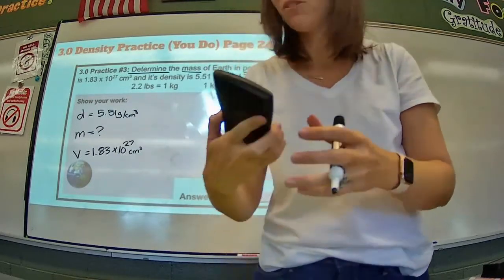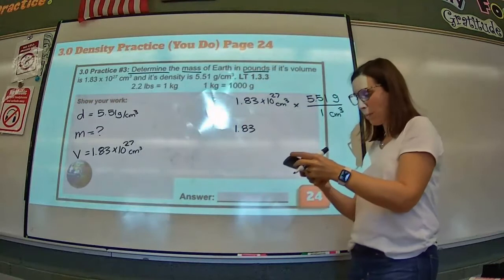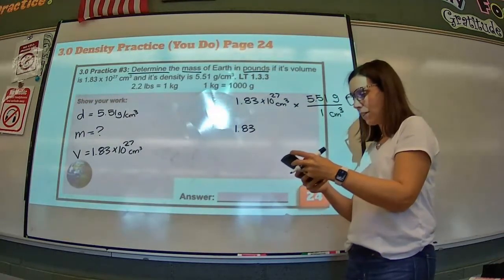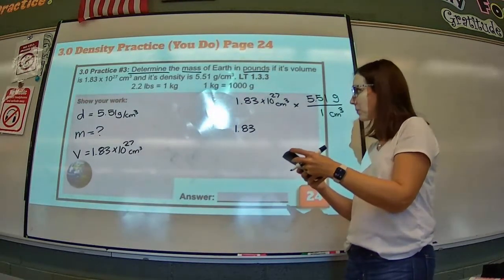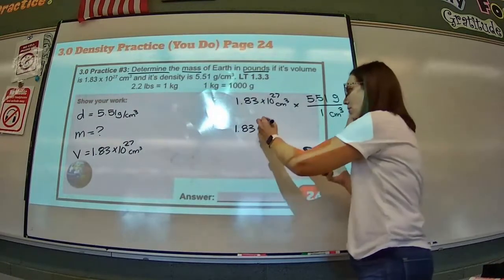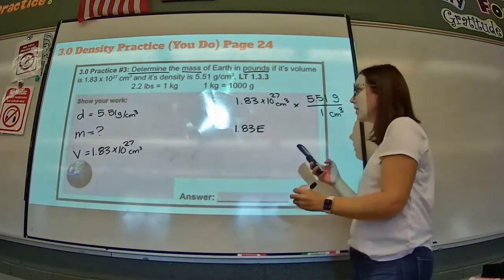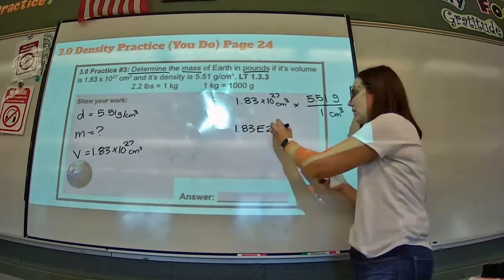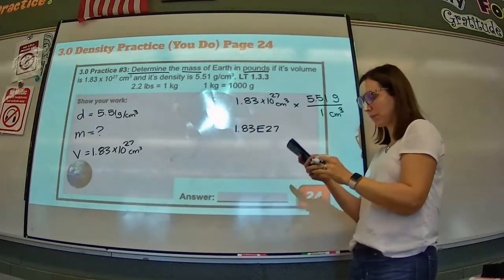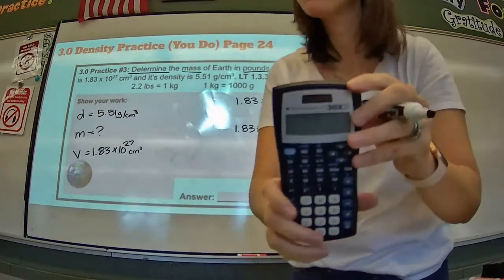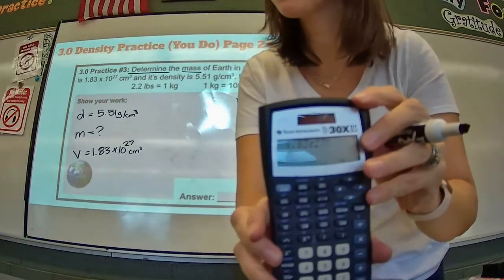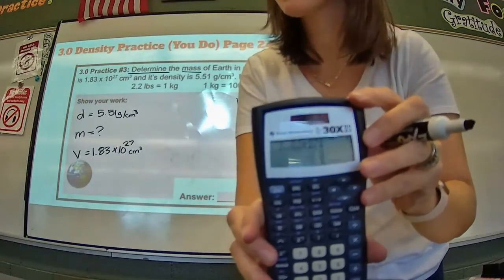Okay? So you're going to type 1.83 second E, and then you'll have a capital E on your screen, 27. So that will give you the whole number. And I don't know if you can see it on my calculator. Maybe you can without the glare. You can see that capital E there.